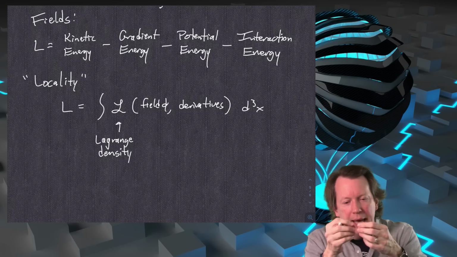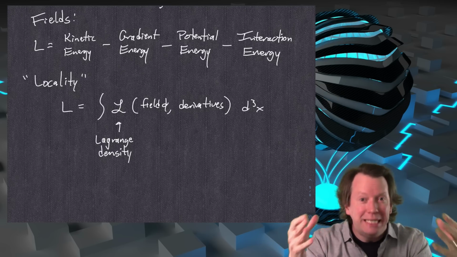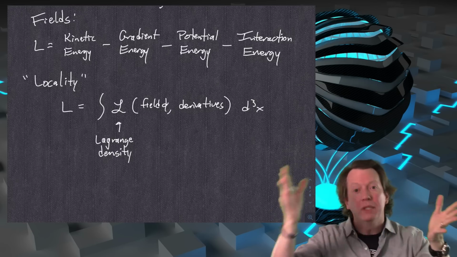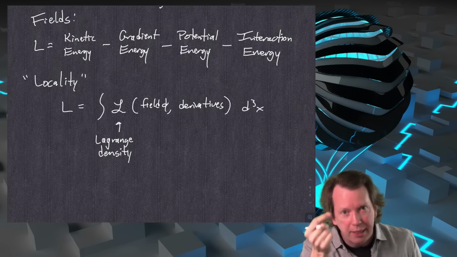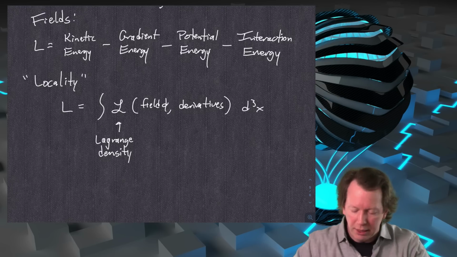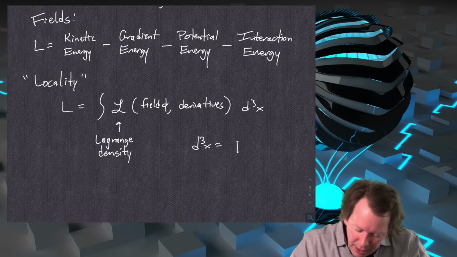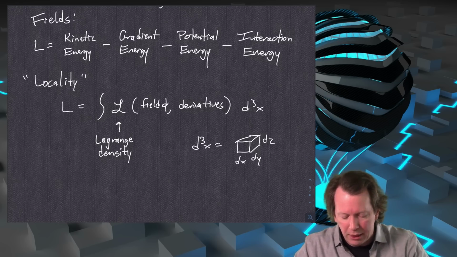Density is just something that we have at every point in space, and then we integrate it over everything to get a whole quantity, right? If you have energy density that exists at a point in space, the energy in a volume is the integral of the energy density over that whole volume. The Lagrange density exists at every point in space, and we integrate over all of space to get the total value of the Lagrangian. So this d3x is representing an infinitesimally tiny cube in space, okay? dx, dy, dz. That's what the notation d3x means.